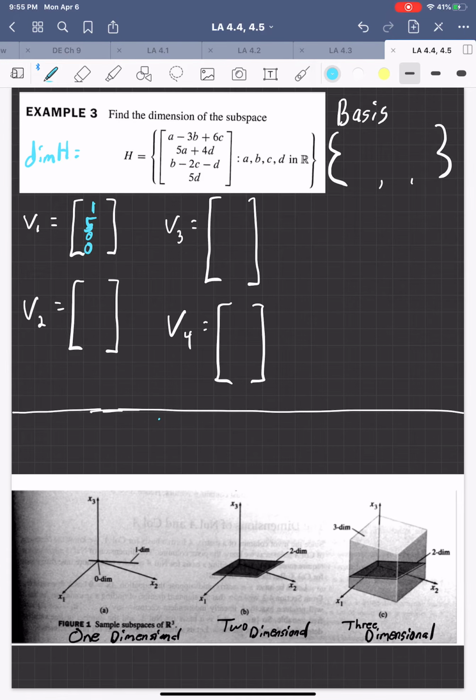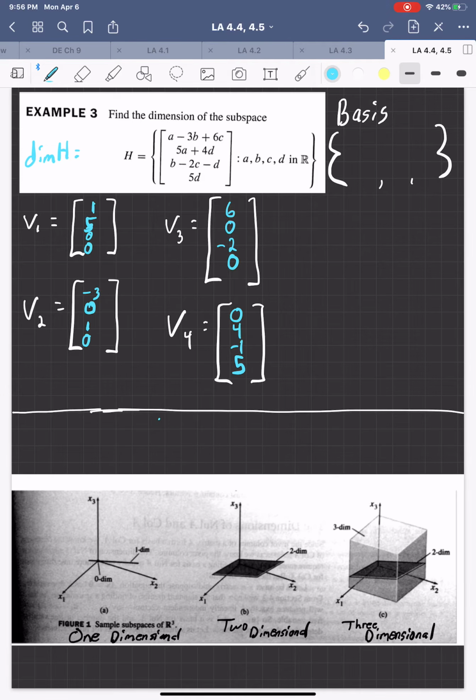Okay, let's go to B. How many times does B show up in row 1? -3. In row 2, 0 times. In row 3, 1 time. In row 4, 0 times. All right, what about V sub 3? Looking at C, it shows up 6 times in the first row, 0 times in the second row, -2 times in the third row, and 0 times in the fourth row. And now let's look at D. D shows up 0 times in row 1, 4 times in row 2, -1, and 5.